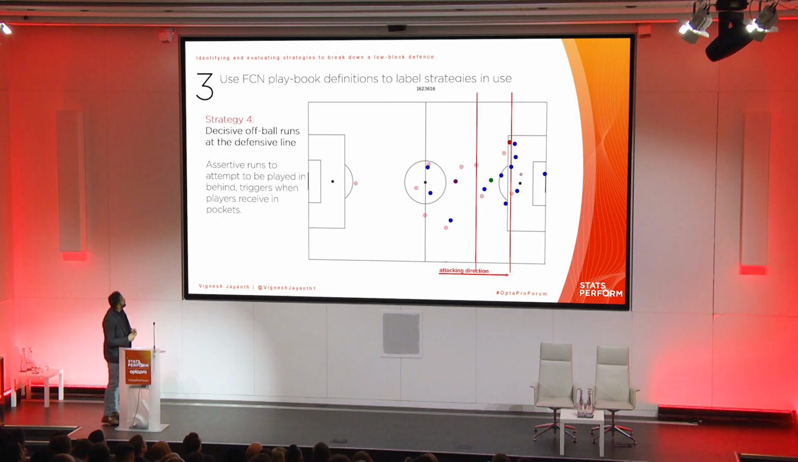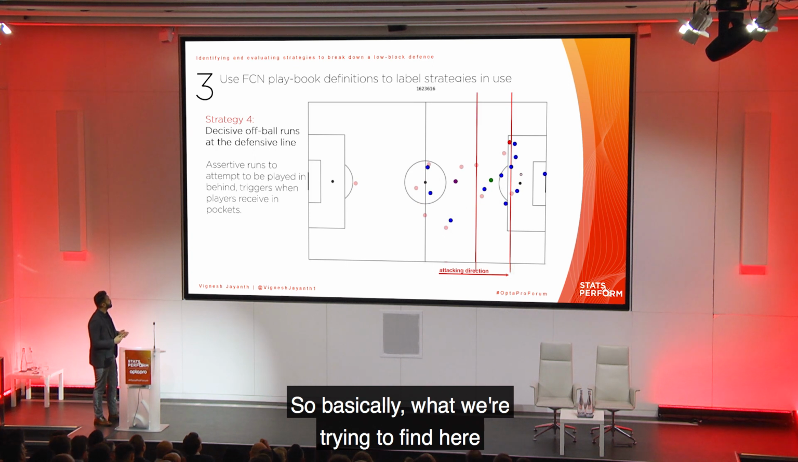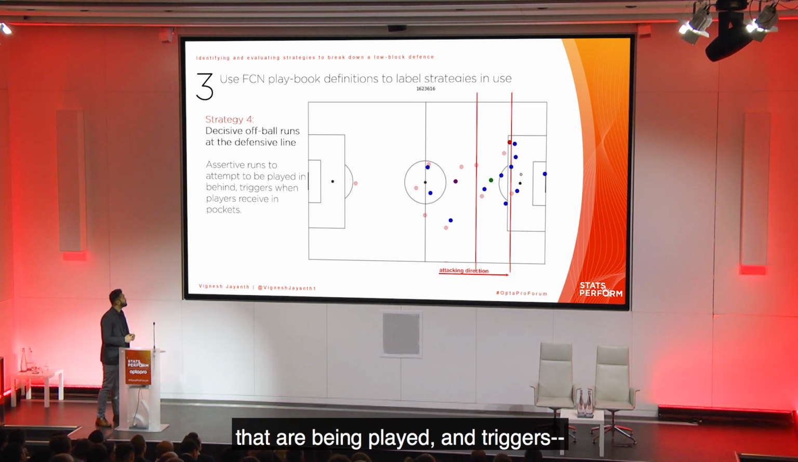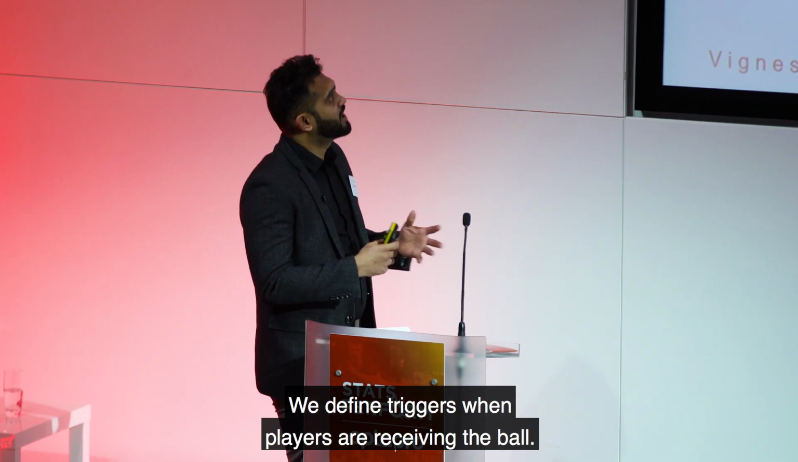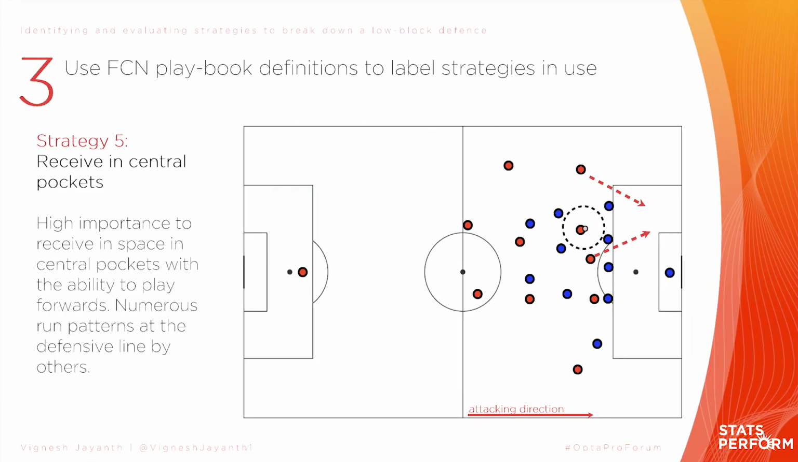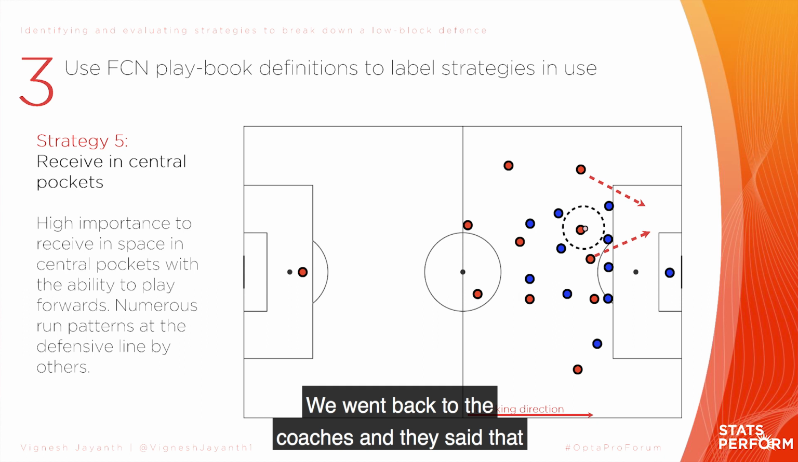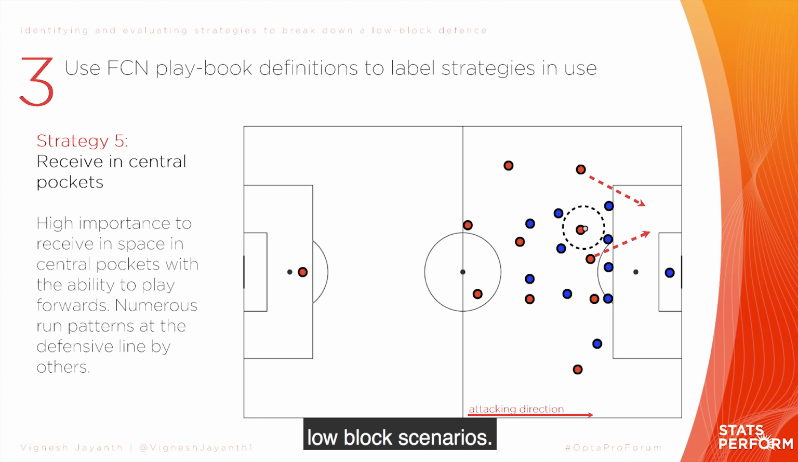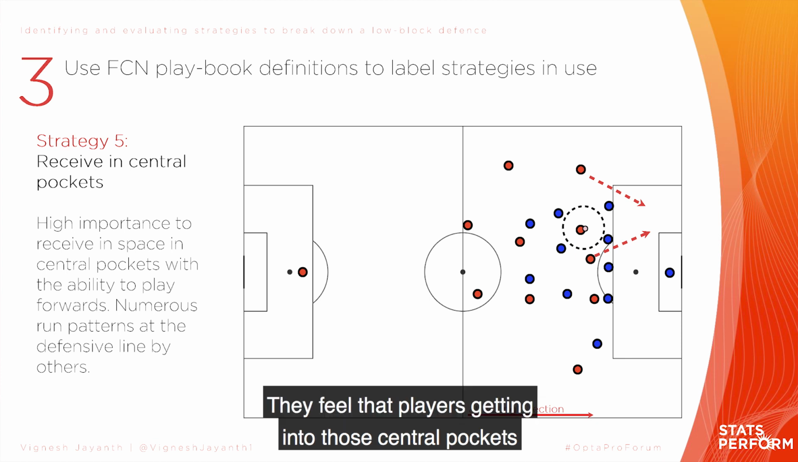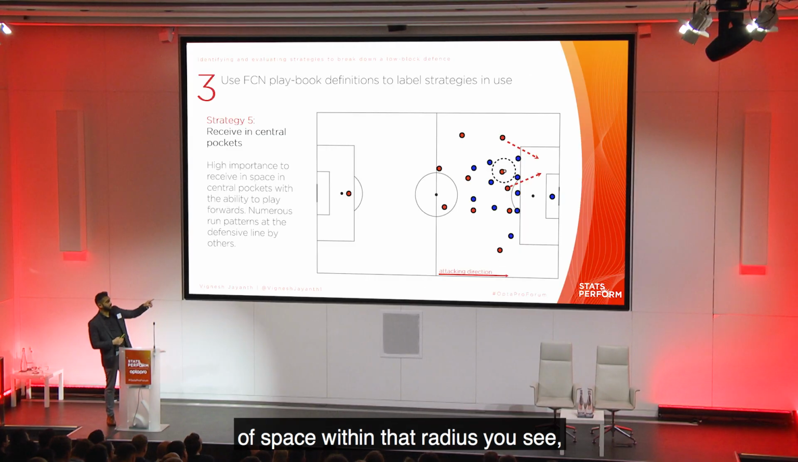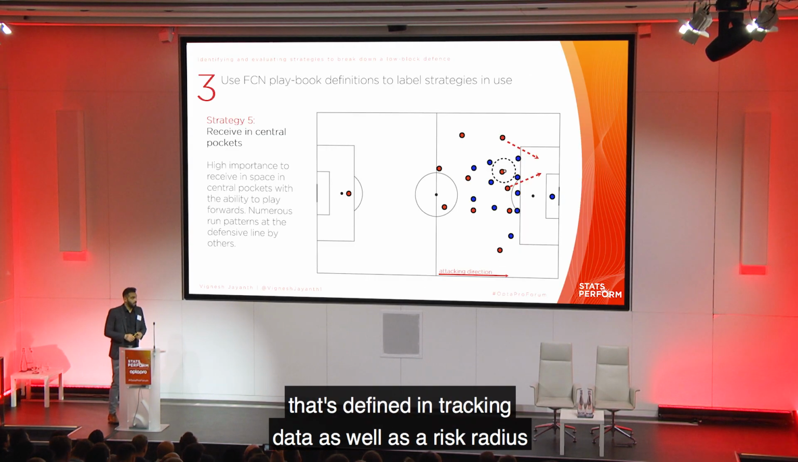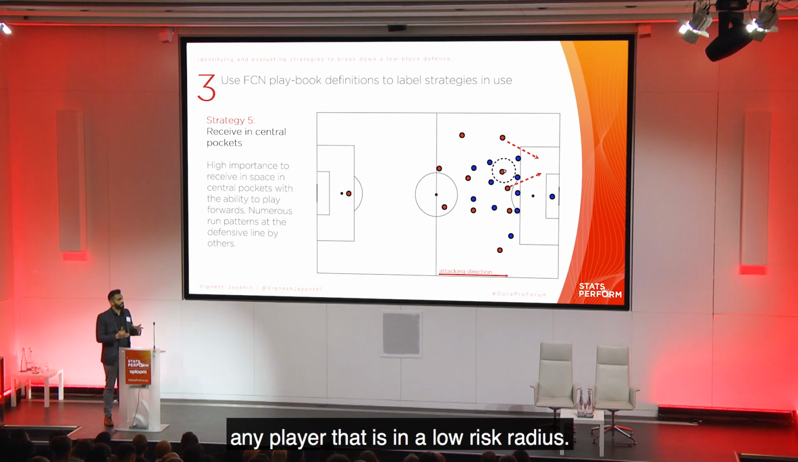It looks like that. So what we're trying to find here are these assertive runs that are being played, and triggers. We define triggers when players receive the ball in pockets. We went back to the coaches and they said this is the major strategy they try to employ during low block scenarios. They feel that players getting into those central pockets of space within that radius you see, defined in tracking data as a risk radius, and we define it as any player in a low risk radius. That's the extent we have.